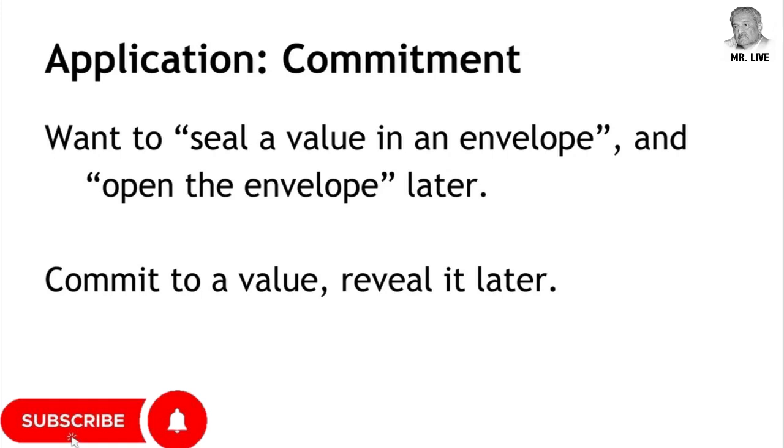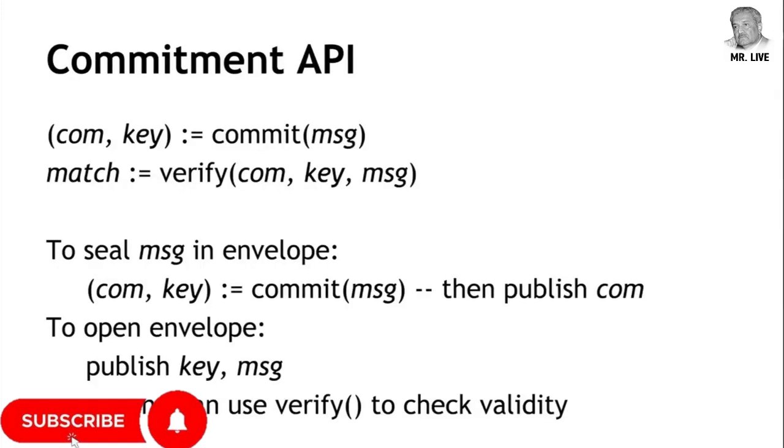So to be more specific about what is the API that we're going to provide here, the commitment API looks like this: there are two things you can do. First, you can commit to a message, and that's going to return two values, a commitment and a key. Think of the commitment as the envelope that you're going to put on the table, and the key as a secret key for unlocking the envelope. Then later, you allow someone else to verify, given a commitment and given a key, which you've told them in the meantime, and the message, that the commitment, key, and message really do go together, and this will return a true or false.